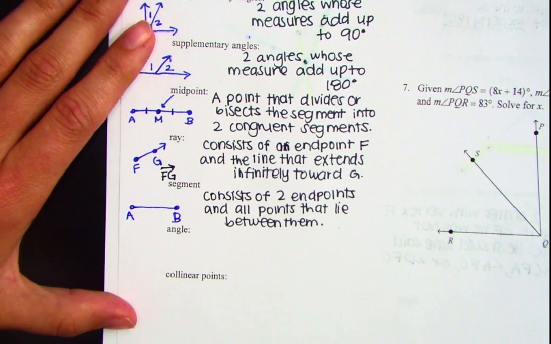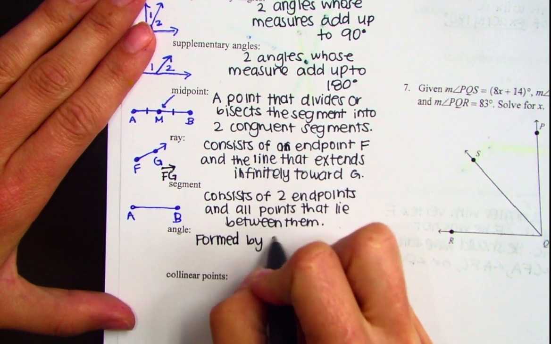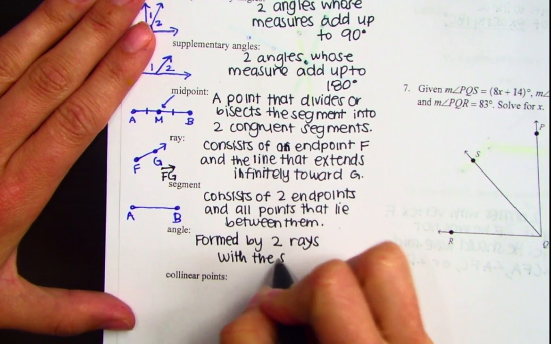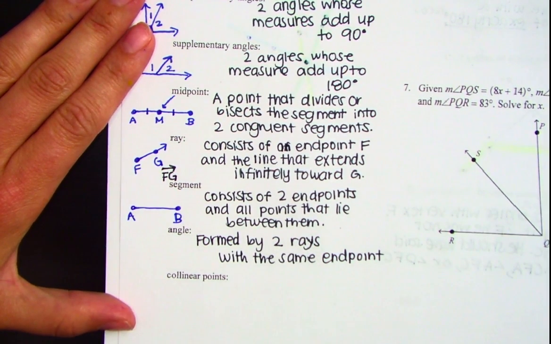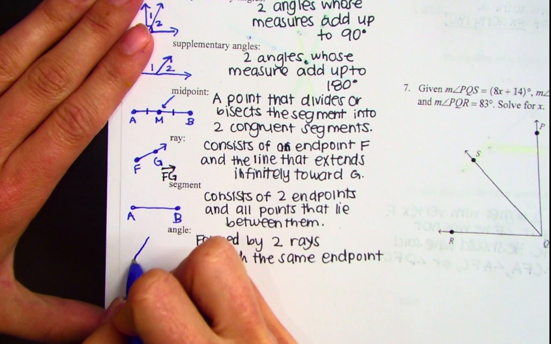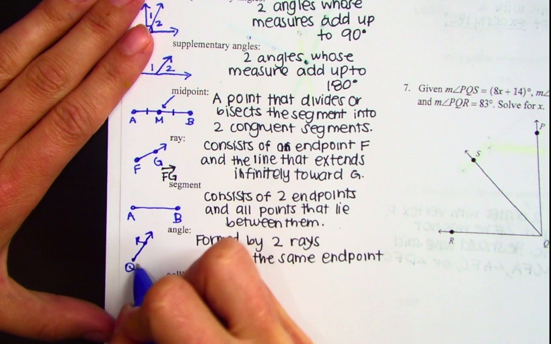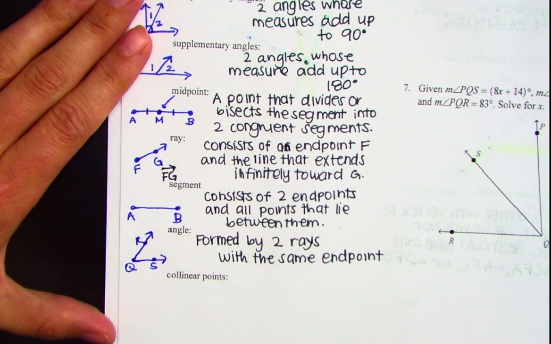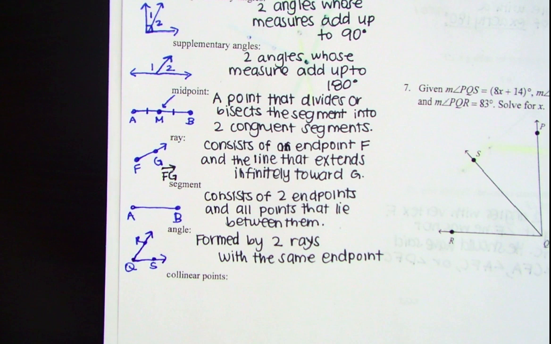Okay, an angle is formed by two rays with the same endpoint. So an example of that would be if I have a ray, so ray QR, and then another ray, so ray QS. So two rays that have the same endpoint. In this case, the endpoint is Q. That's an example of an angle.